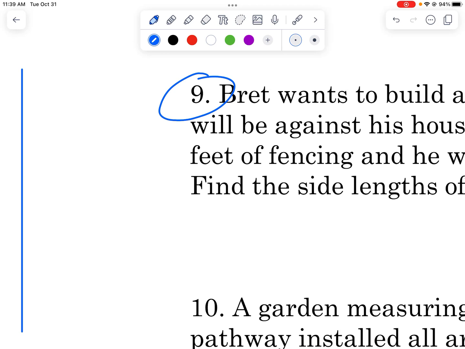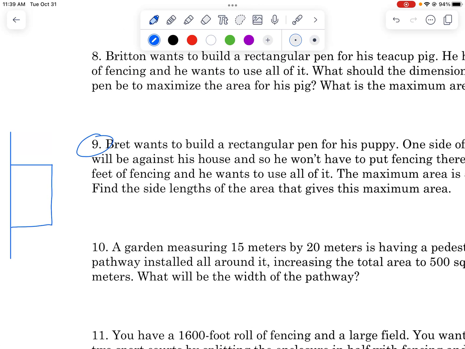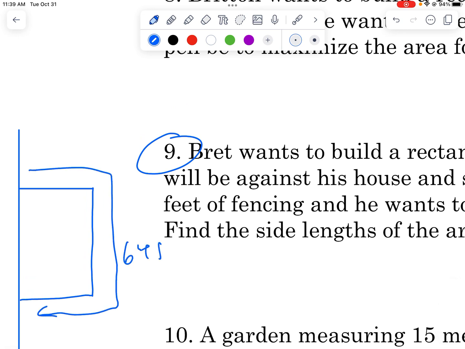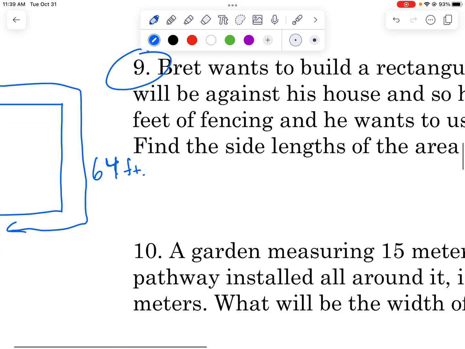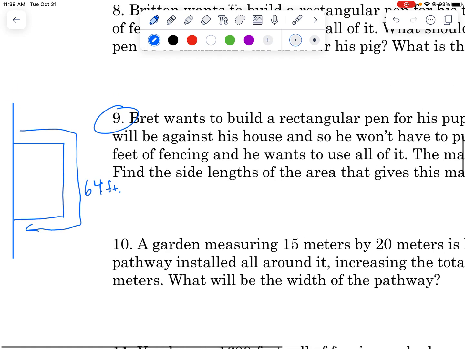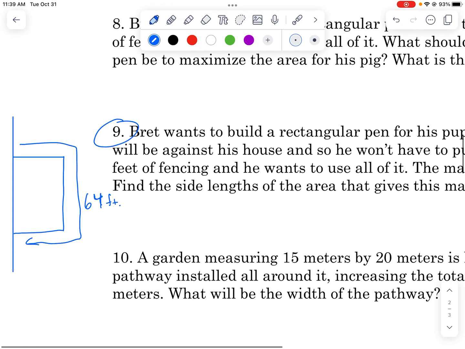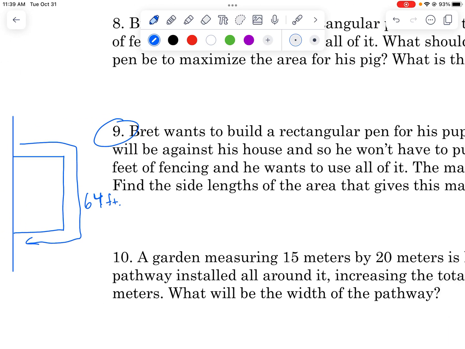Here we got the house, and then we got a rectangular kind of pen here. Okay. And then we know all the way around, so like here to here to here, this is all 64 feet. Okay. Well, let's see if you can use this information to figure out an equation that will get you that maximum area of 512. Go ahead and pause and see if you can do it.